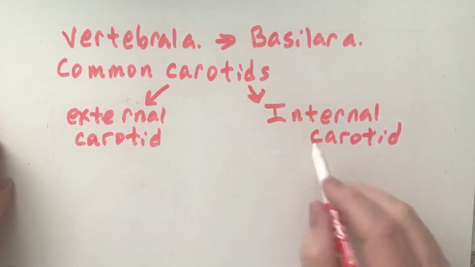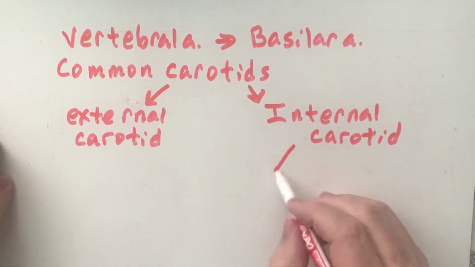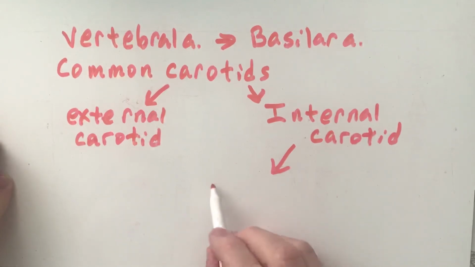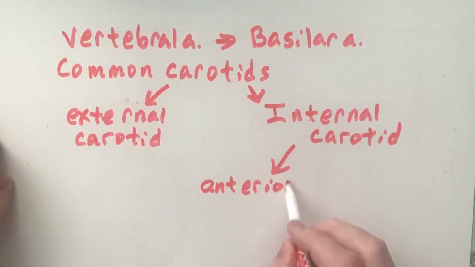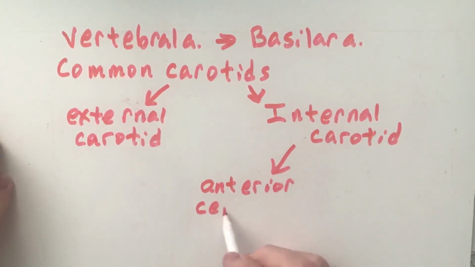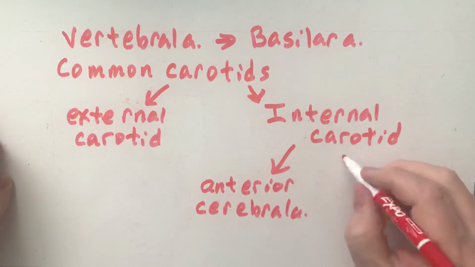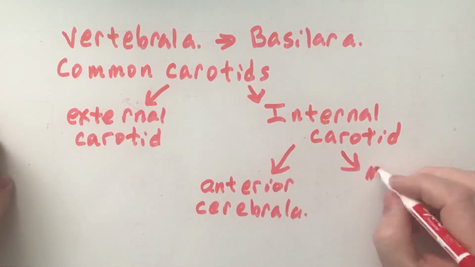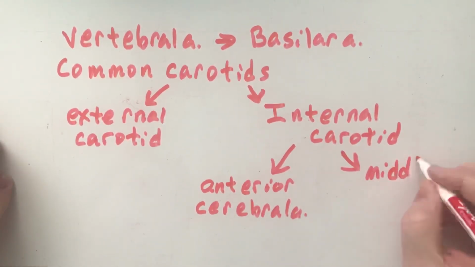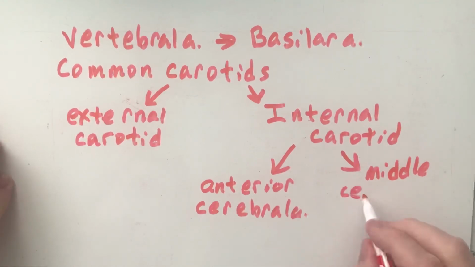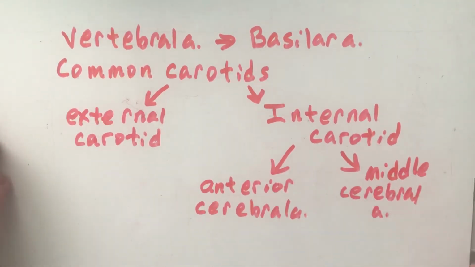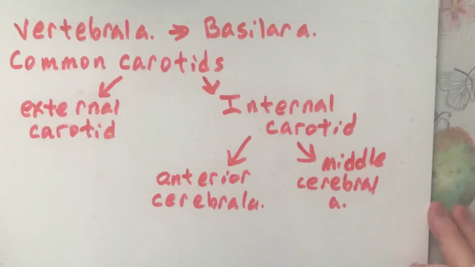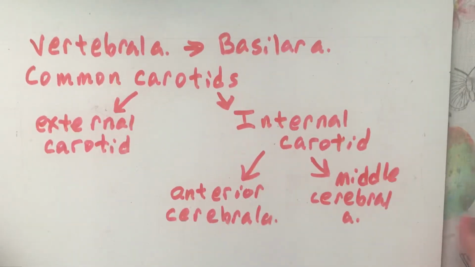Okay, and then the internal is going to split into my anterior cerebral artery and my middle cerebral artery. Okay, and that's it for the arteries of the neck.